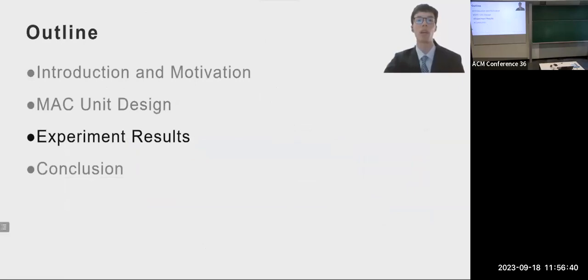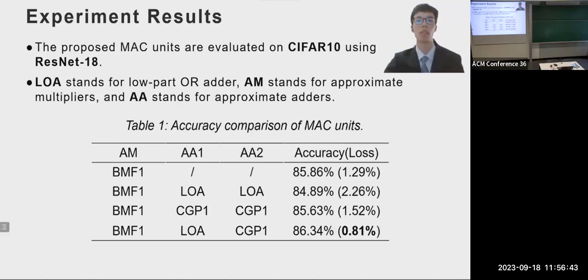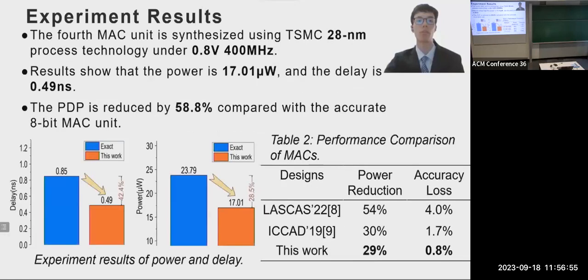The proposed MAC unit is evaluated on CIFAR-10 using ResNet-18. The accuracy of MAC units is shown in Table 1. It is clear that using EROA and CGP adders with BMF multipliers achieves the highest accuracy. The MAC unit is synthesized using a 28 nanometer process, and the results show that the PDP is reduced by 58.8% compared with the accurate 8-bit MAC unit. The performance comparison of the proposed design and the previous works is shown in Table 2, proving that the design has achieved a significant improvement in energy efficiency and network accuracy.